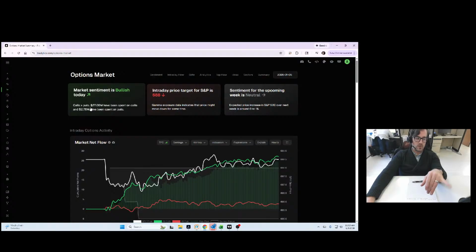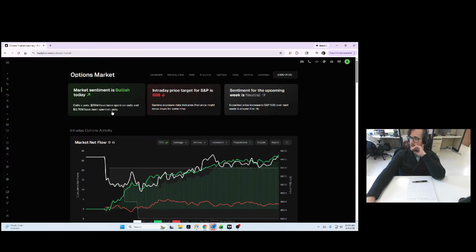Right now market flow is bullish. So on the calls, 27.09 million have been spent on calls and 2.76 million have been spent on puts. So right now the flow is bullish. Market sentiment's bullish. All I do is really look at NVIDIA. NVIDIA has been holding. Right now it's kind of breaking out. It was holding this 189 level.